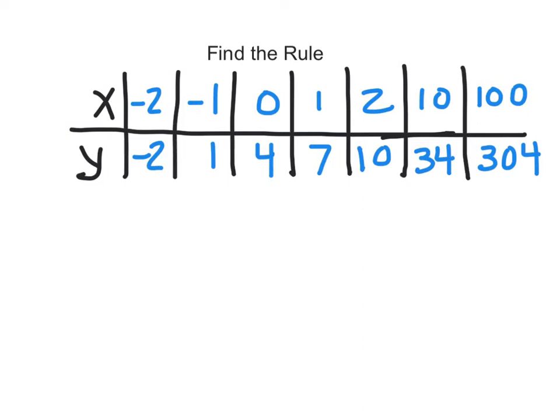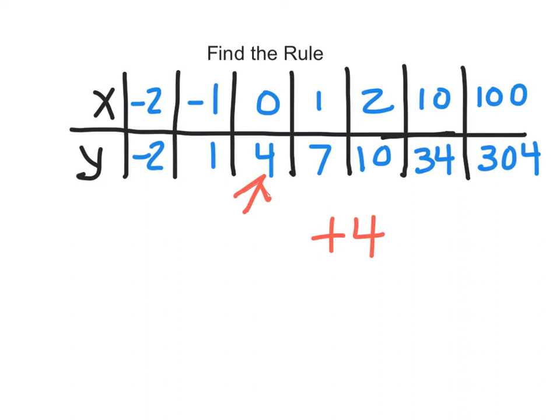Okay, first of all, I can see that when x is 0, y is equal to 4, and that's a positive 4. So I know that my rule has a plus 4 in it. Now I'm going to go over here and look at number 10. I'd ask myself, what do I do to 10 to make it equal 34? Well, adding 24 would work. However, it wouldn't work for the other values of x.